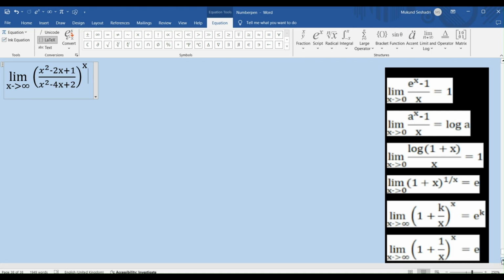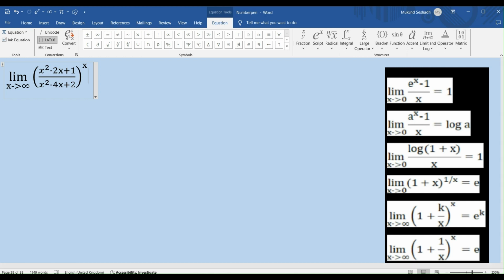We have the problem on your screen. Limit x tending to infinity of x squared minus 2x plus 1 divided by x squared minus 4x plus 2, and this entire expression to the power x, right?